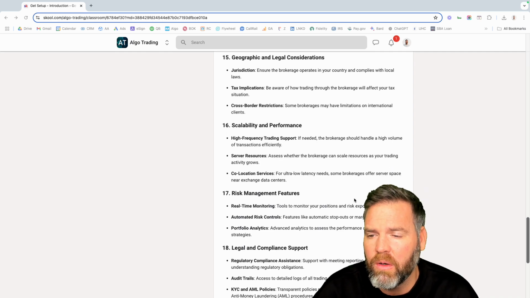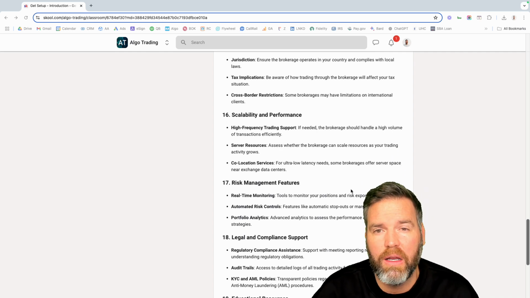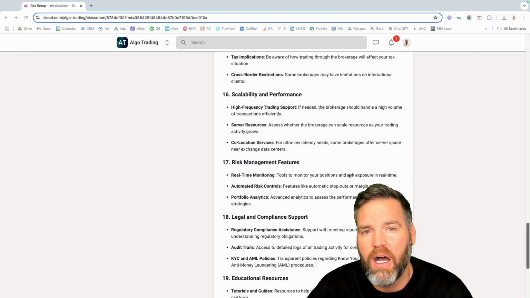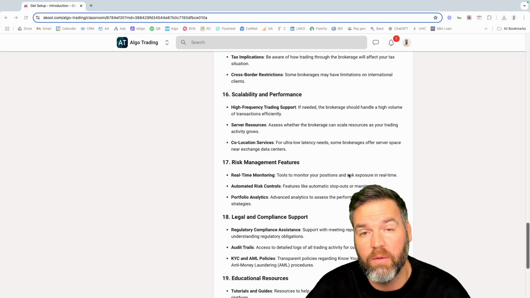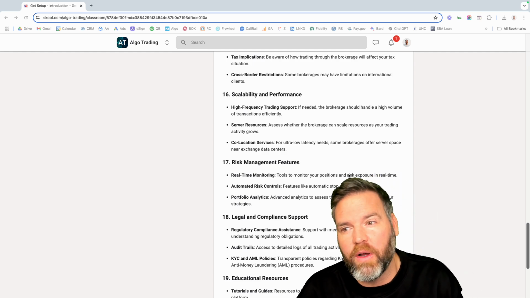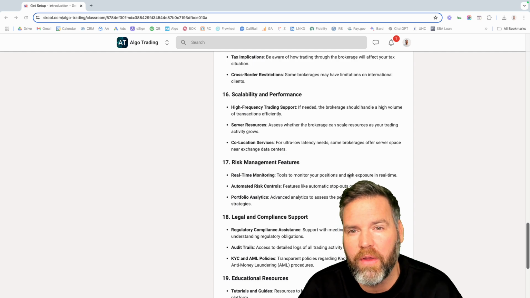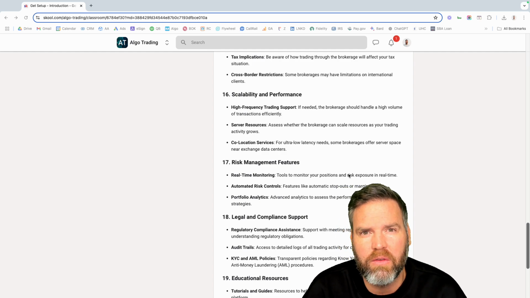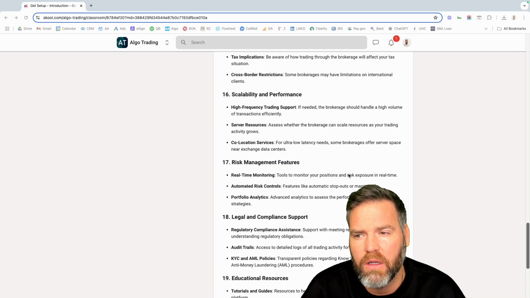Scalability and performance: again, I don't trade in milliseconds, I trade in seconds. So I do want reliability. But if you're a hardcore high frequency trader, you're definitely going to want a brokerage that is scalable and has that very strong infrastructure and support to really scale up. If you're a hedge fund or an institutional level trader or a quant that's really starting to do high frequency stuff or manage massive accounts.